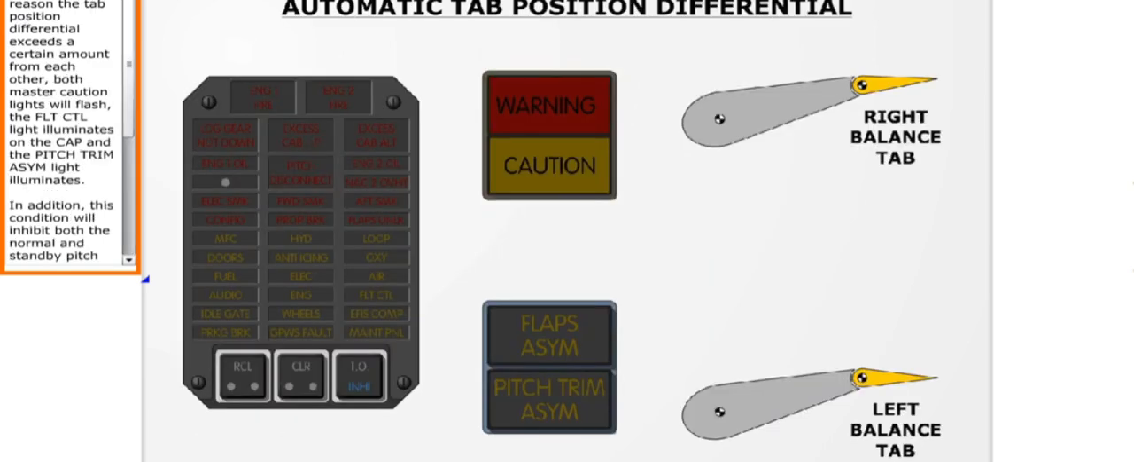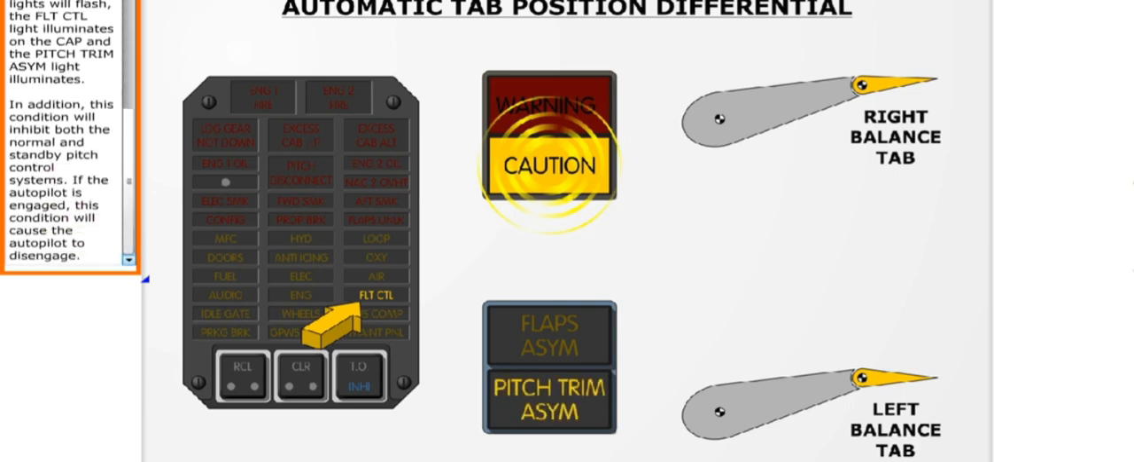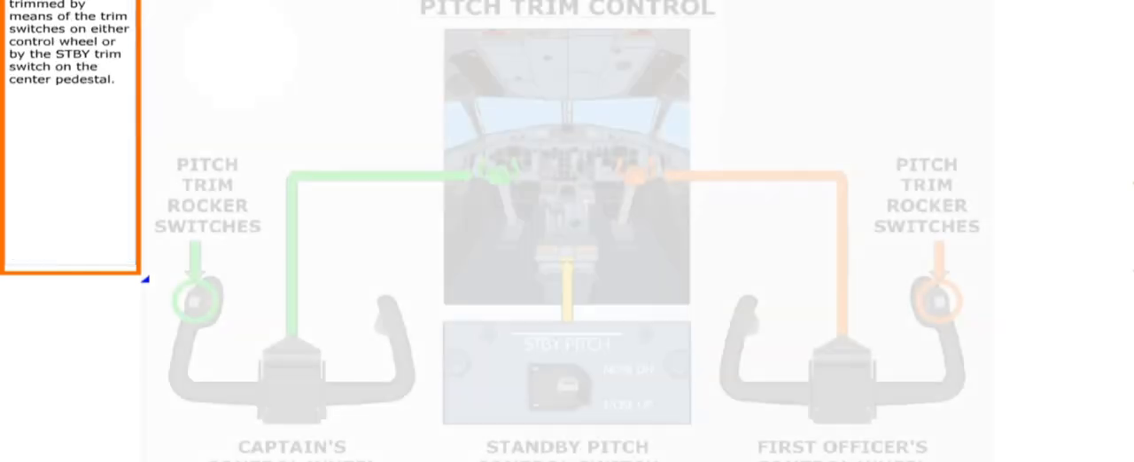If for some reason the tab position differential exceeds a certain amount from each other, both master caution lights will flash, the flight control light illuminates on the crew alerting panel, and the pitch trim asymmetry light illuminates. In addition, this condition will inhibit both the normal and standby pitch control systems. If the autopilot is engaged, this condition will cause the autopilot to disengage.